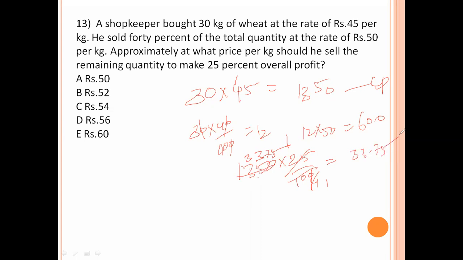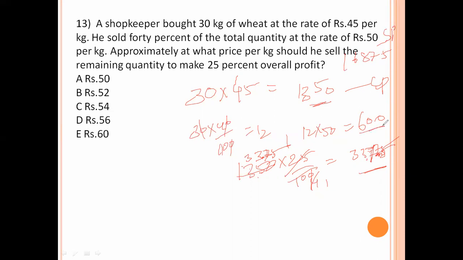337.5 is the profit he made. That means totally 1350 plus 337.5, which is 1687.5 rupees. He wants to sell for that amount.